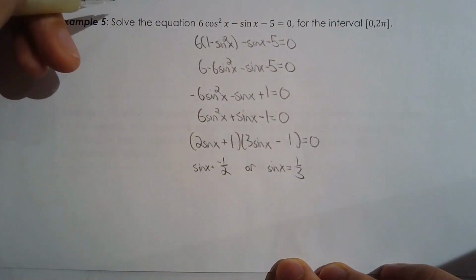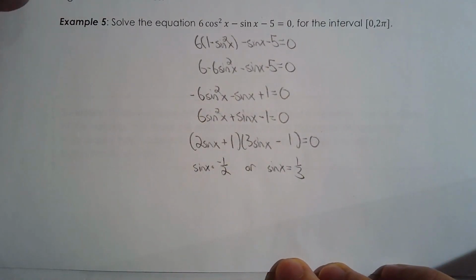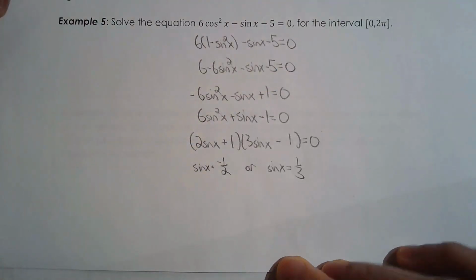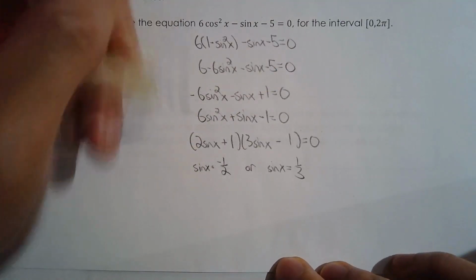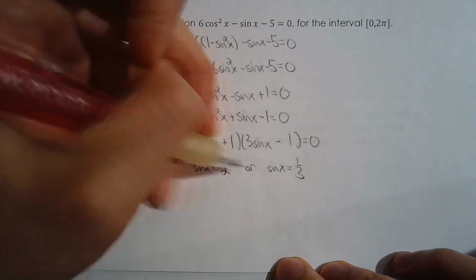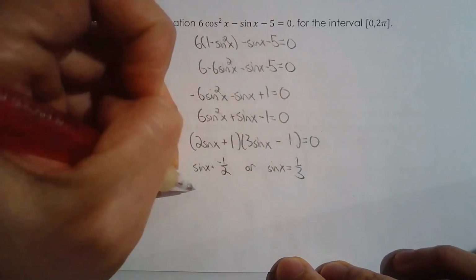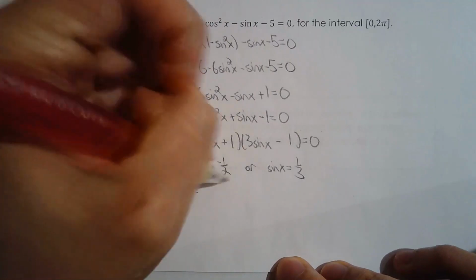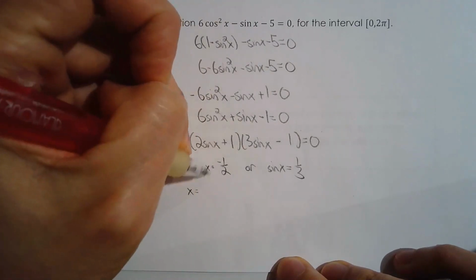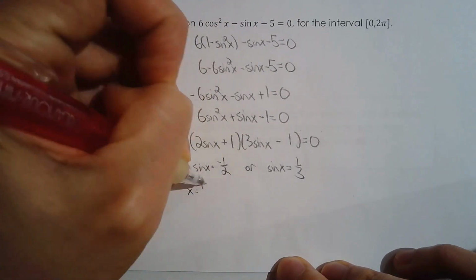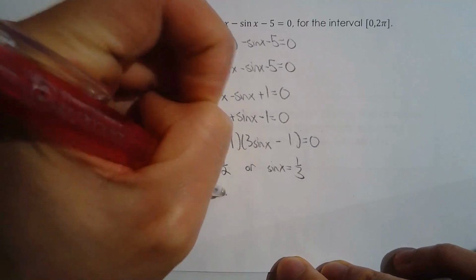Okay, sine x equals -1/2 or sine x equals 1/3. The restriction on x is between 0 and 2 pi. So I'm seeing 4 answers. I get 2 answers here and 2 answers here. Quadrant 3, quadrant 4, reference angle is pi over 6. So we're looking at 7 pi over 6 or 11 pi over 6.